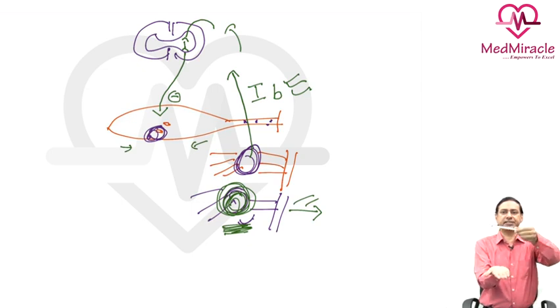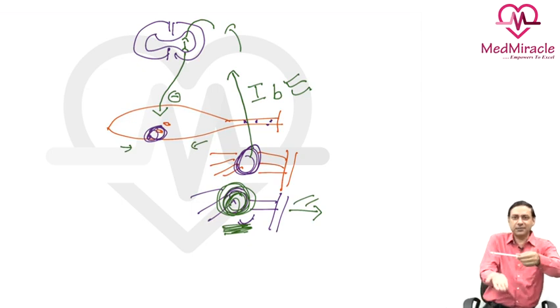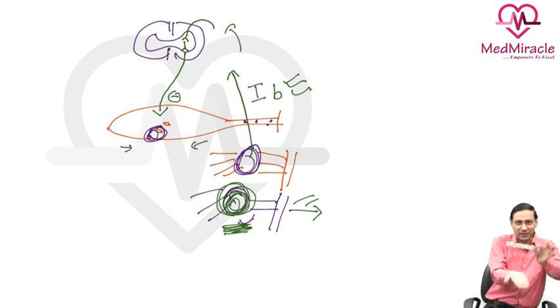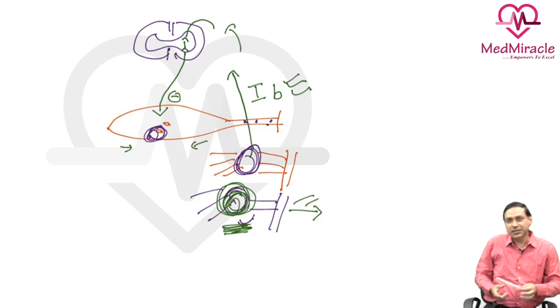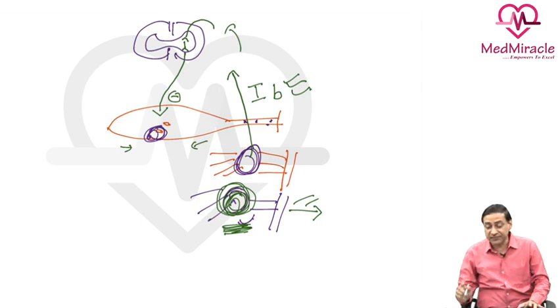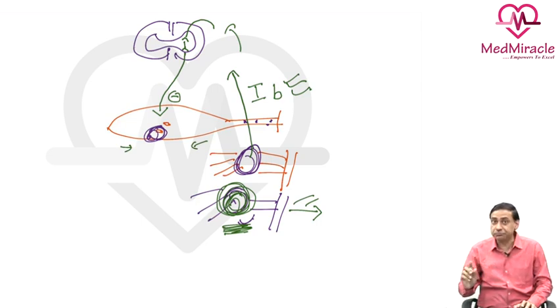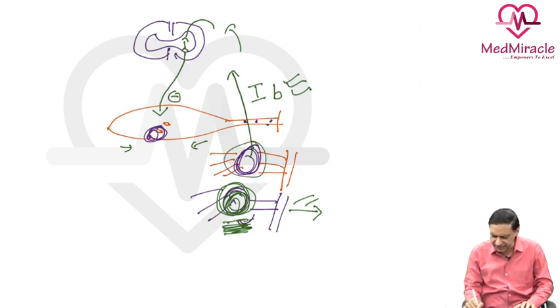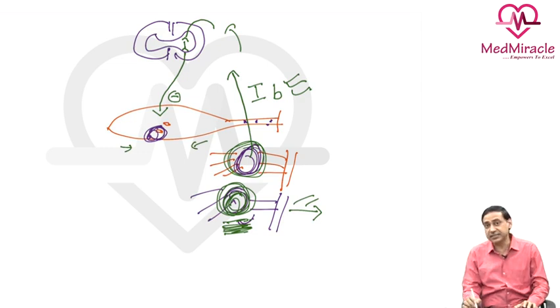If you drop 100 kg, what will happen? If you do this with 100 kg, the tendon will break. So as you drop 100 kg, it will fall. So the inverse stretch reflex has a very high threshold. It will not fire when tension in this tendon is 5 kg or 10 kg. It will fire when tension in this tendon is 100 kg.